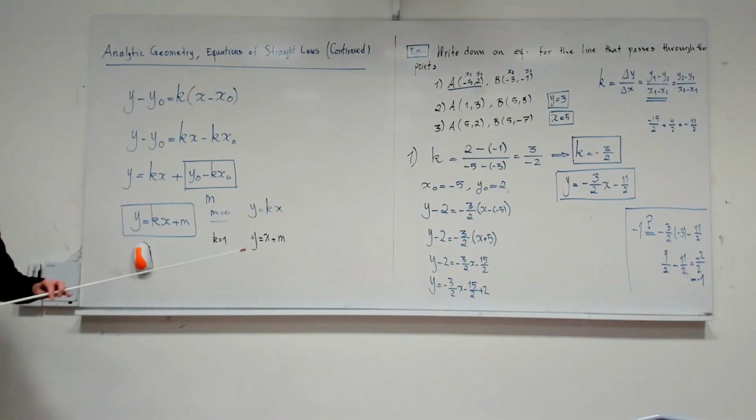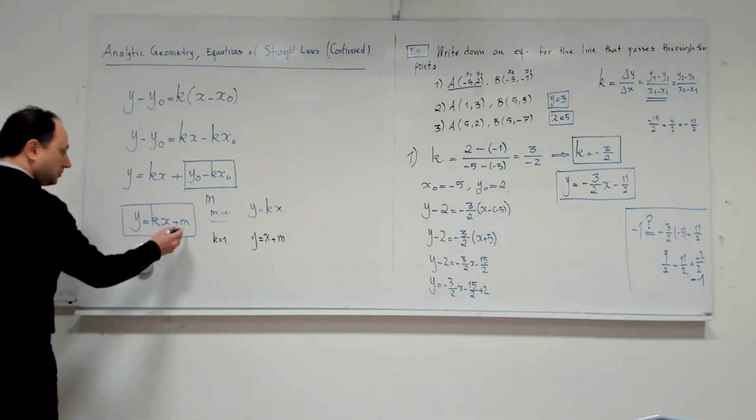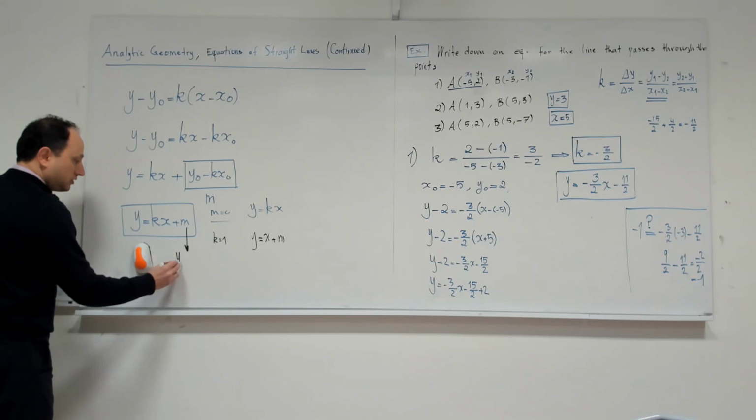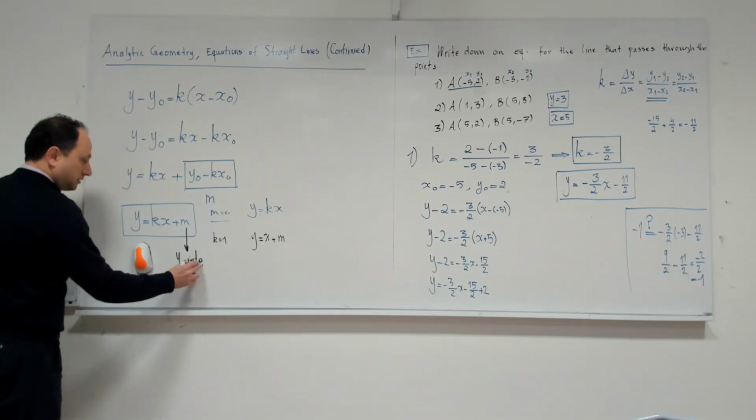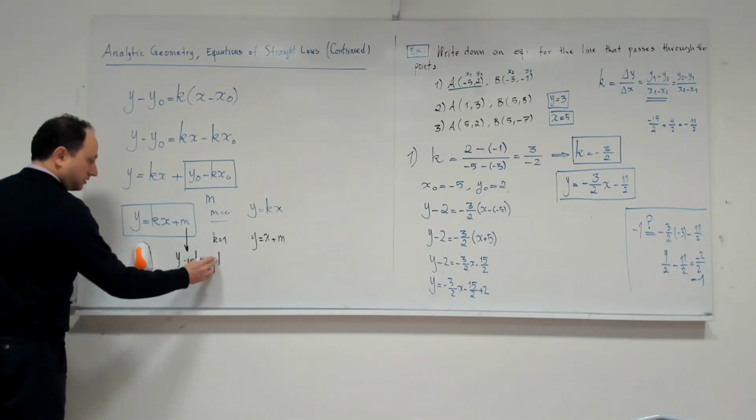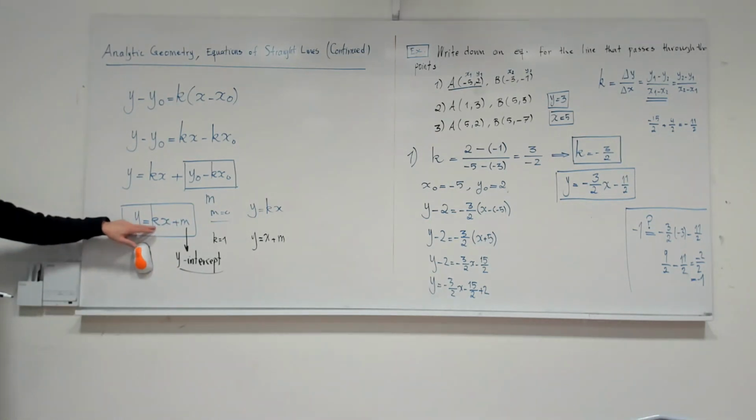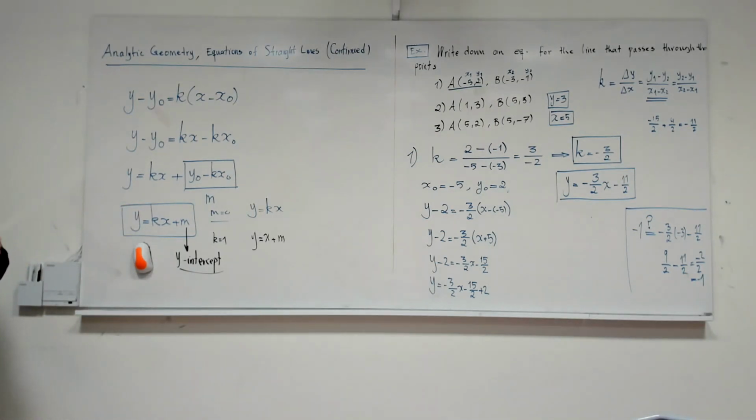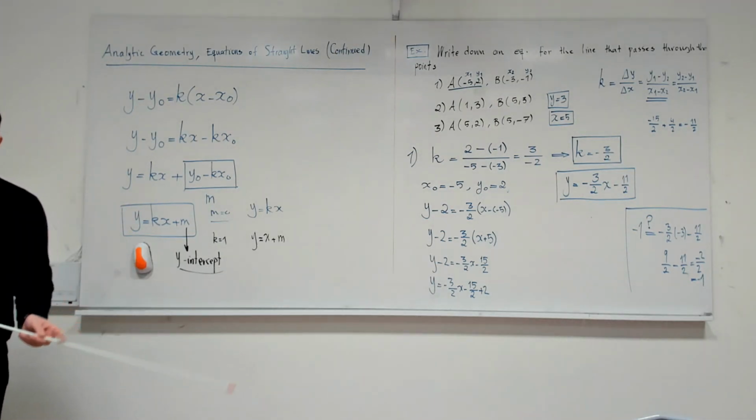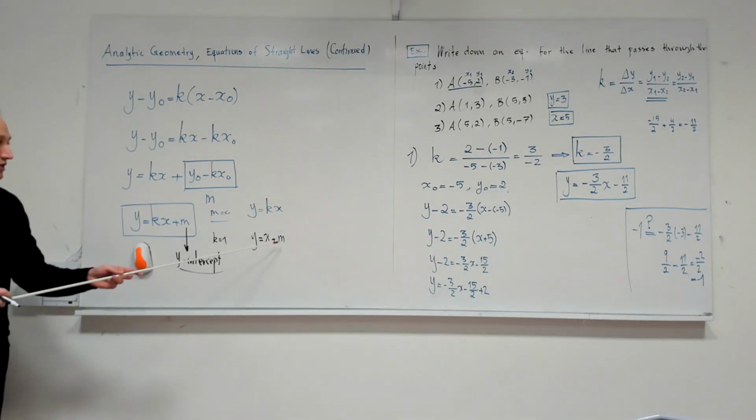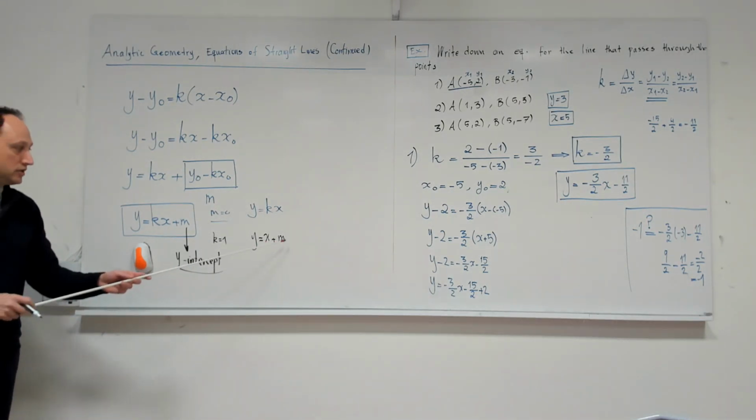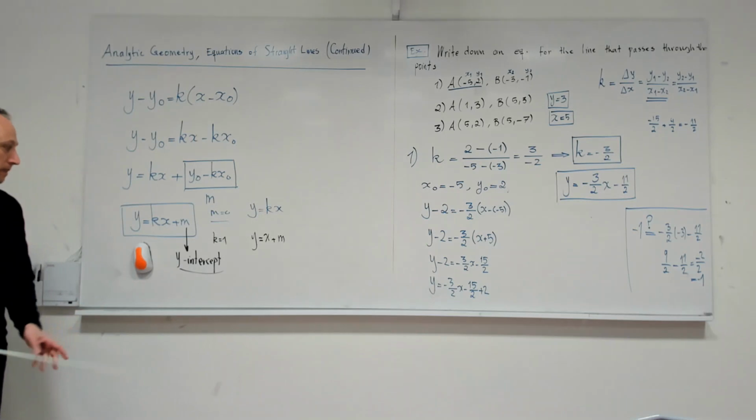Okay, let us understand what is the meaning of m. This m, by the way, has a name. It is called Y-Intercept. So we understood what is the role of k, what is the role of a slope. By changing the slope, I will change the angle with the positive x direction. But what will happen if I start changing m? Let us understand what is the meaning of m.